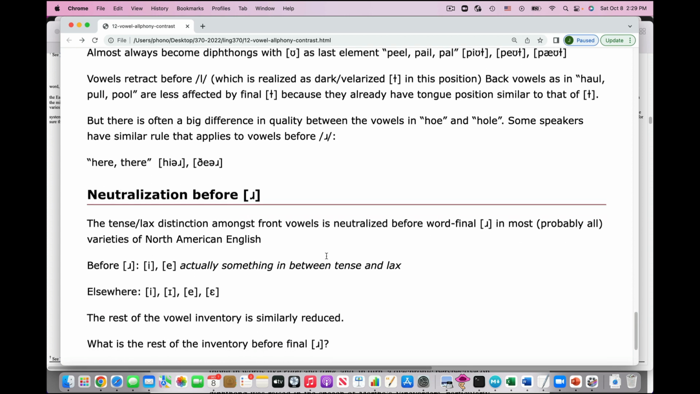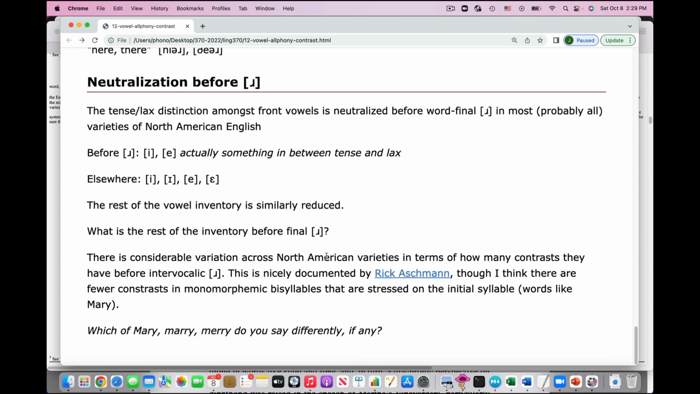Before R, there's also neutralization in every variety, and then there's a lot of variation across varieties as well. So for most, probably all varieties of North American English, before R, there is just one vowel for each of E and A. There isn't a tense lax contrast. So you get here and hair, but nothing in between the two. So no I, and there's no E. It's actually something between the tense and the lax vowel.